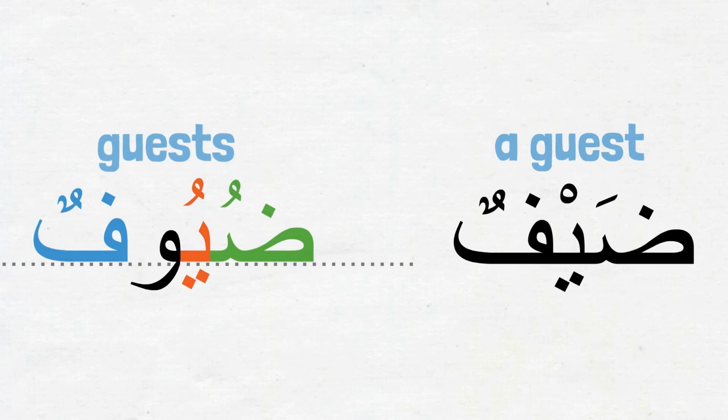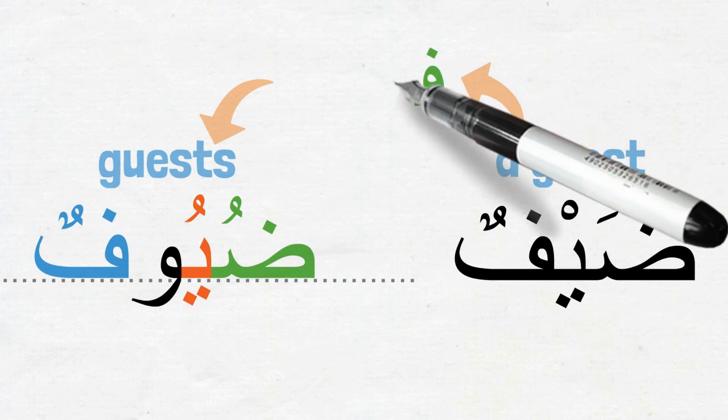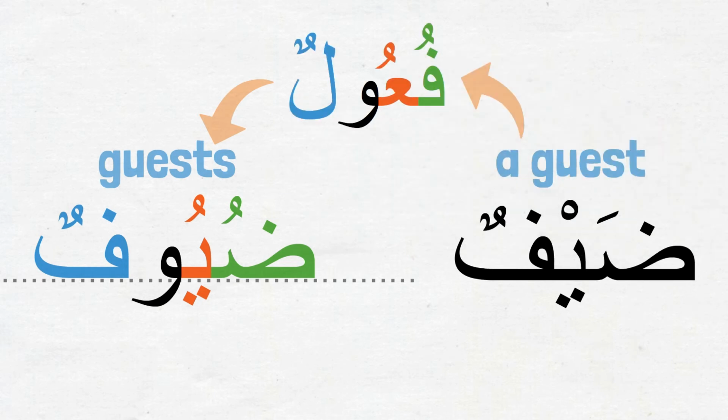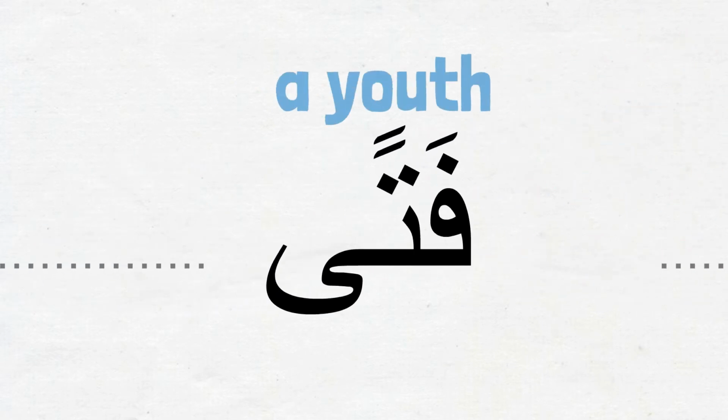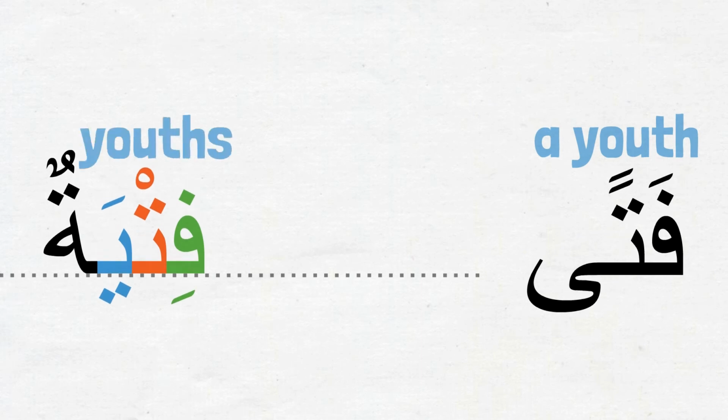What pattern is this jam'ut taksir following? Can you tell? It is following fa'ulun, right? Fa'ulun, very good. Then we have fatan, a youth. Do you remember its plural form? It is jam'ut taksir following the pattern fi'latun, which is fityatun.